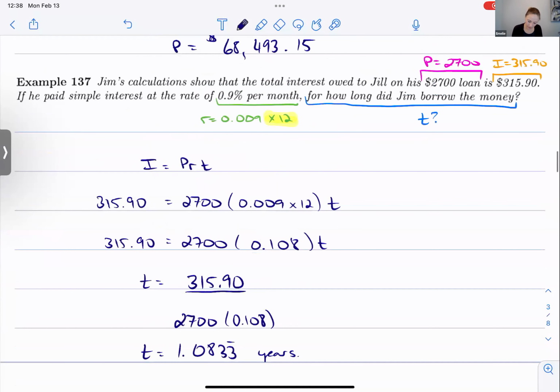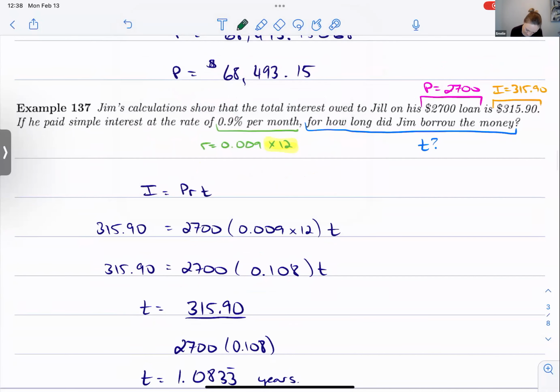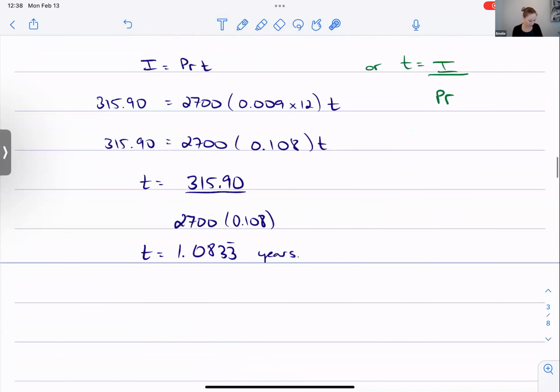Or how could I solve for this? If I just solve for T immediately, T is I divided by P times R. All right, just holding this T steady and dividing P times R over to the left-hand side, but then I like to switcheroo it. You'll get the same answer though.